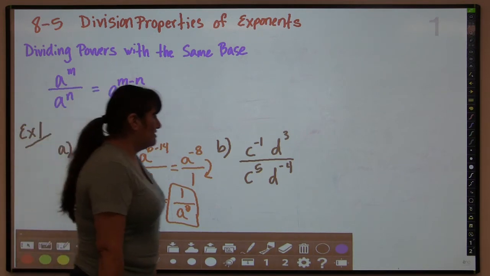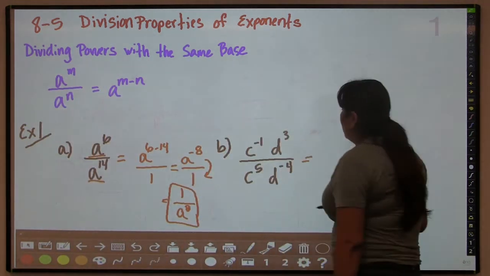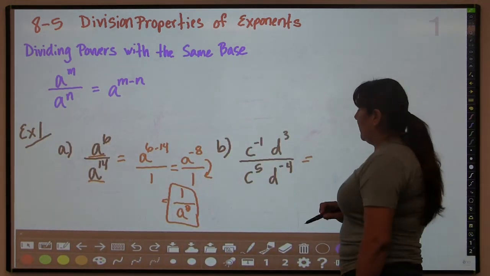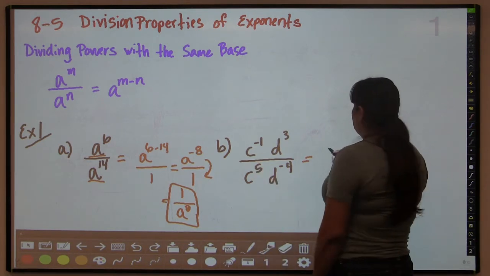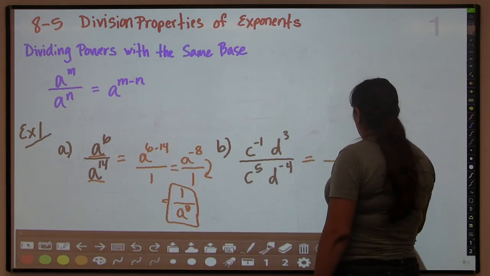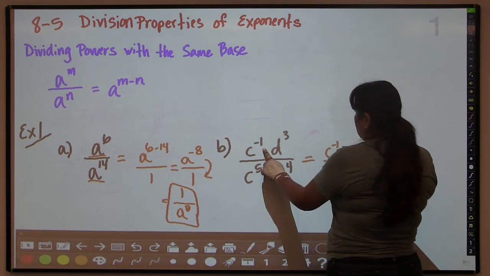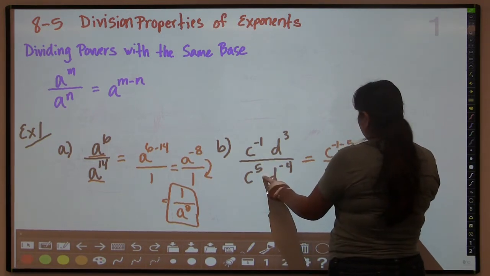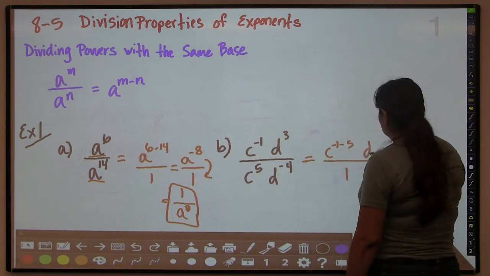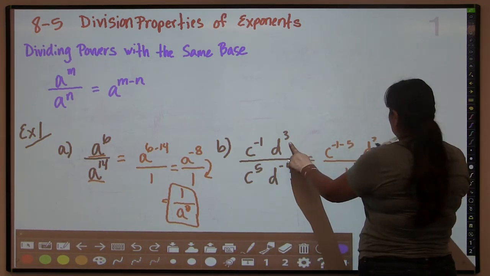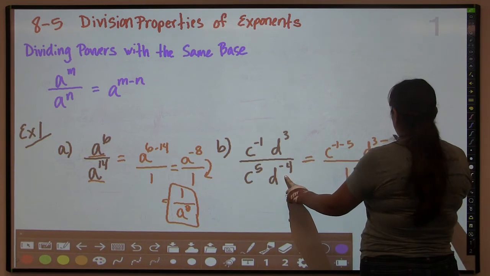And so we're going to come over here to the same thing. This time, we have two variables, so it's a little bit more complicated. But we're going to start with the C's first. And again, I'm going to put the 1 on the bottom. And I'm going to put C, and then we're going to go negative 1 minus 5. And then I have D, and it's going to be a positive 3 minus a negative 4.